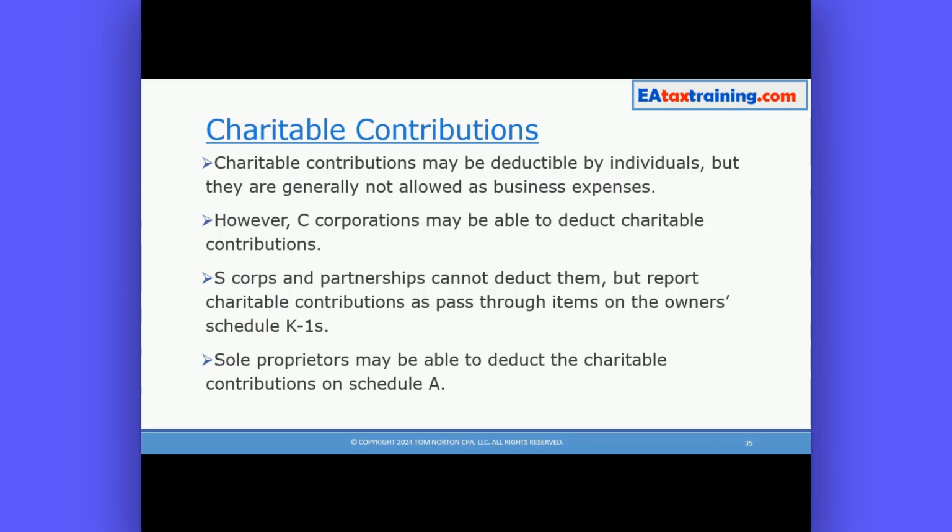And then if you're a sole proprietor, then you don't put the charitable contribution anywhere on your Schedule C. You just deduct it on Schedule A as you normally would as a charitable contribution, as long as you are itemizing deductions and as long as that is a legitimate charitable contribution deduction.